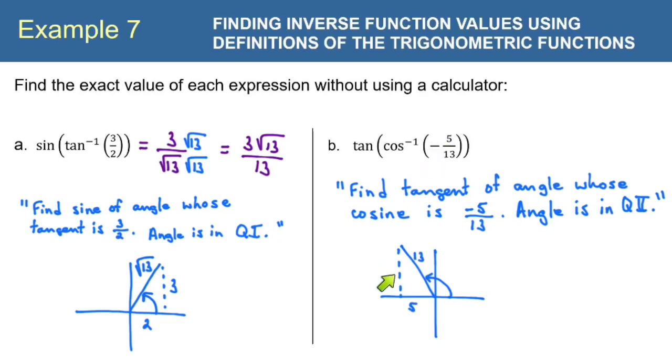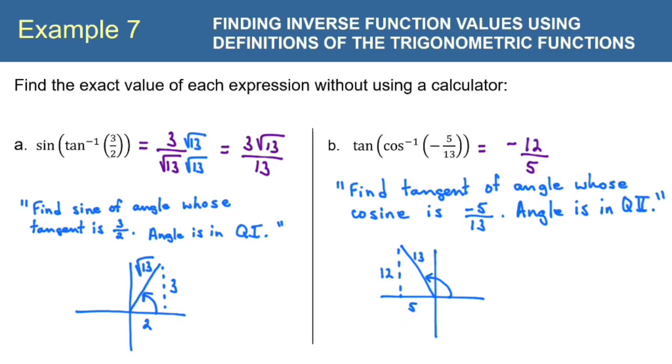And now to find the vertical side, we subtract the squares. So 13 squared is 169, 5 squared is 25, 169 minus 25 would be 144. And so the vertical side here would be square root of 144, which of course is 12. So now the tangent of this angle, whatever it is in quadrant 2, is going to be negative 12 over 5, because tangent values are negative in quadrant 2, and because the definition of tangent is y over x.